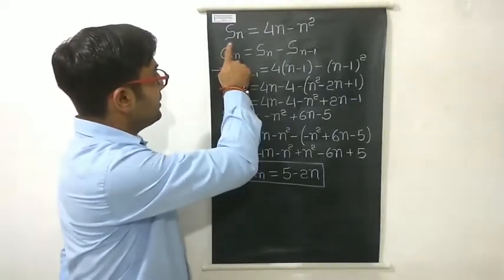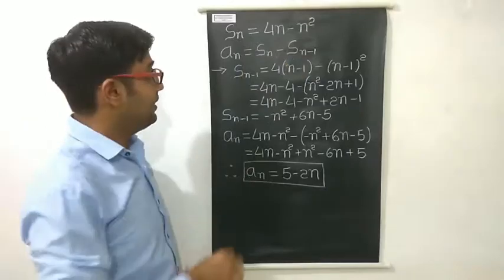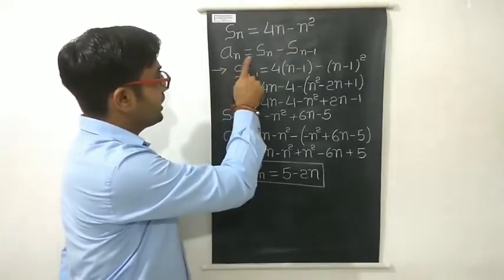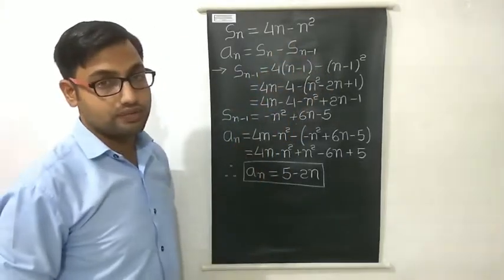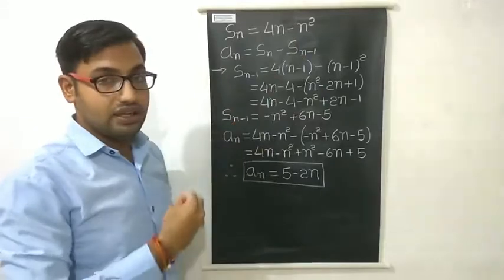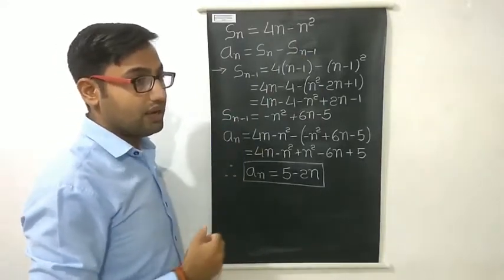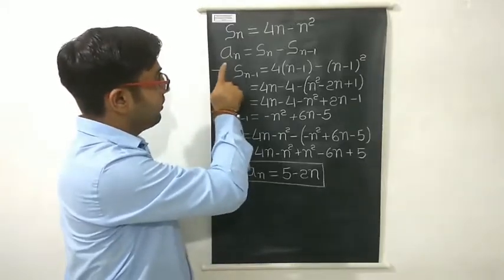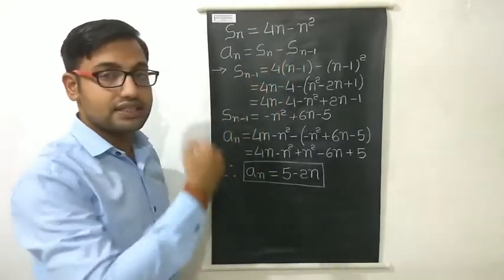What is Sn? Sn is equal to 4n minus n square. And how can we write An? An is equal to Sn minus Sn minus 1. This is the same thing by which we find the value of An. How can we write the value of A10? A10 is equal to S10 minus S9.